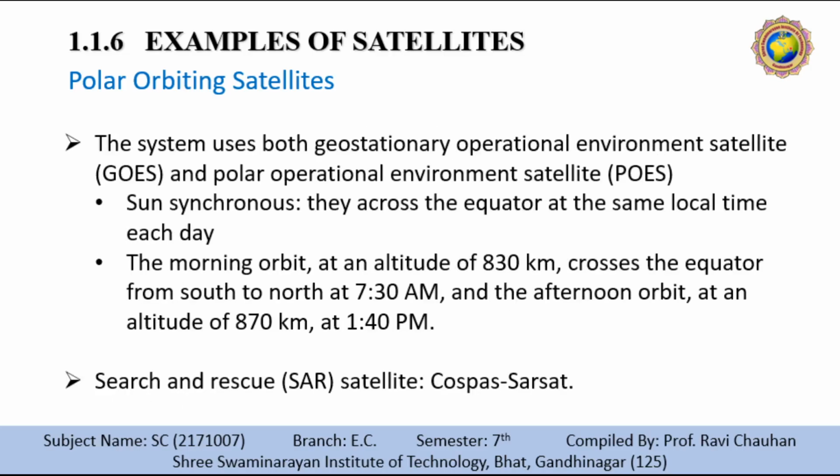The system uses both the Geostationary Operational Environmental Satellites, GOES, and the Polar Operational Environmental Satellites, POES. The sun-synchronous satellites cross the equator at the same local time each day. The morning orbit, at an altitude of 830 kilometers, crosses the equator from south to north at 7:30 am, and the afternoon orbit, at an altitude of 870 kilometers, at 1:40 pm. It can also be used as a search and rescue satellite, such as COSPAS-SARSAT.